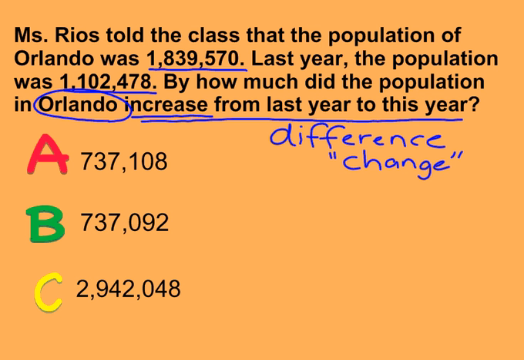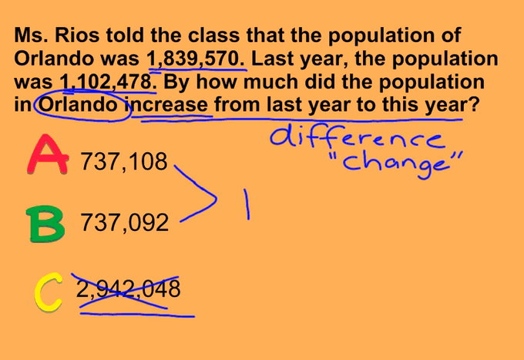The very first thing I notice about my answer selections is two of them are smaller and one is bigger. And looking at an estimation, 1 million and 1 million, it seems like they have decided to add the two numbers. So I know if I'm going to subtract, the number that I get should not be bigger. So I can eliminate that as a possibility. But now that I know I need to subtract, I'm going to actually do the subtraction.